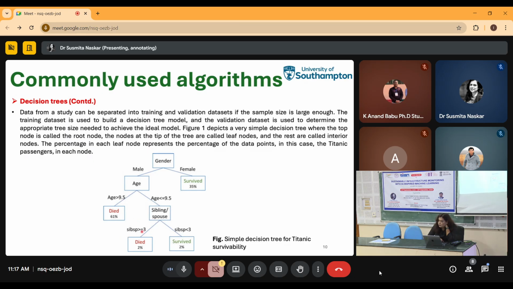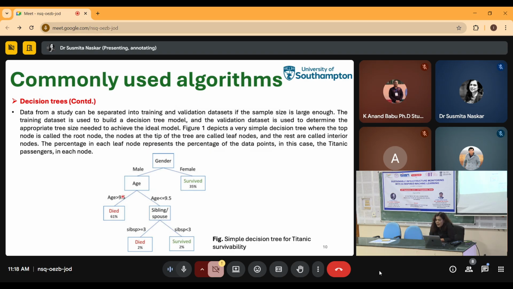Each of the leaf nodes shows a percentage, and this represents the proportion of the data points in each of these categories. For example, according to this model, you can see that 61% of male passengers over the age of 9.5 did not survive. You can see that, right? Whereas 35% of the males survived. Sorry, females survived, right?